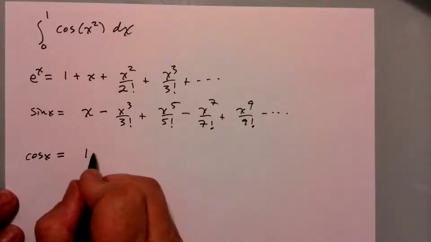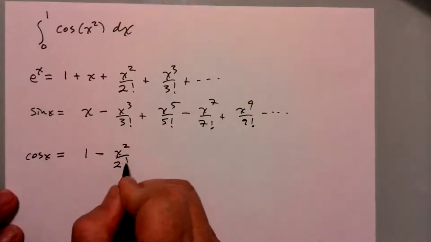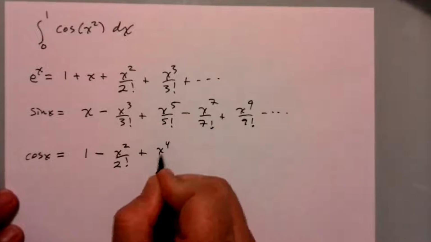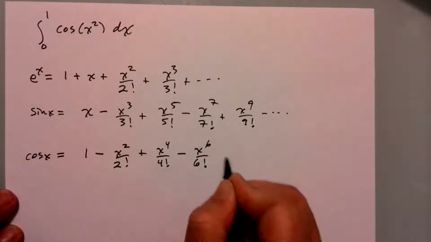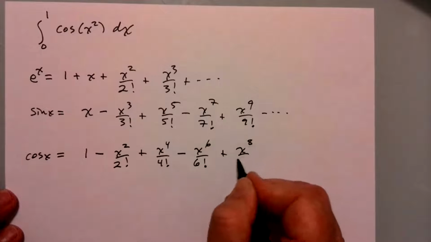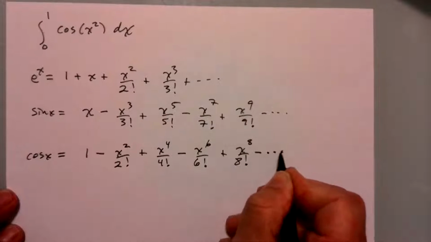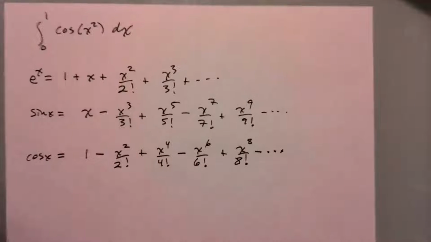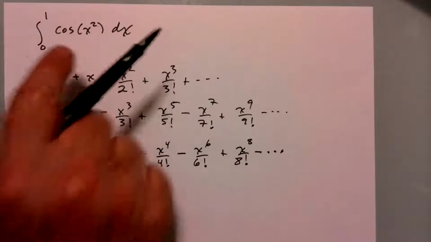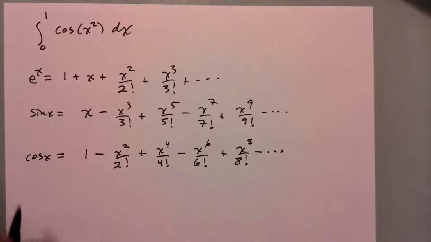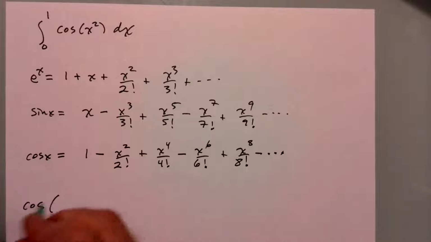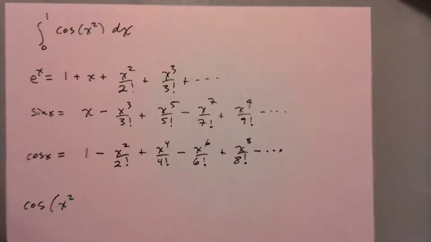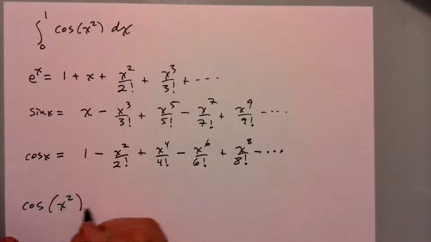And cosine gives us the even values. So cosine x is 1 minus x squared over 2 factorial plus x to the 4th over 4 factorial minus x to the 6th over 6 factorial plus x to the 8th over 8 factorial minus dot, dot, dot. Now you'll notice that this question asks us for cos x squared. So we want to use a Taylor series for cos x squared to then evaluate that integral from 0 to 1. So we're going to replace all of the x's with x squared. So wherever we see an x, we're going to rewrite it with an x squared.